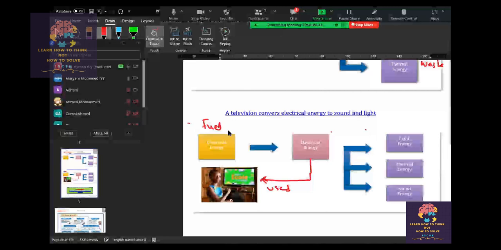When it is converted from chemical energy into electric energy, the TV uses this electric energy and converts it into what? Into light energy, right? Which is useful. Thermal is a waste. And sound energy is what? It's also useful. So as you can see now, for any conversion of energy, we have two types: useful energy and waste energy, right?